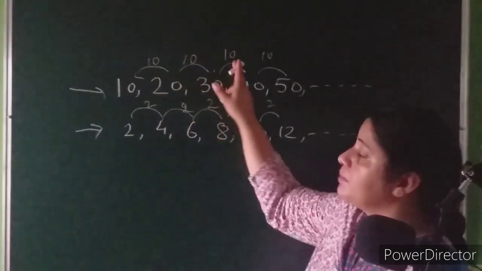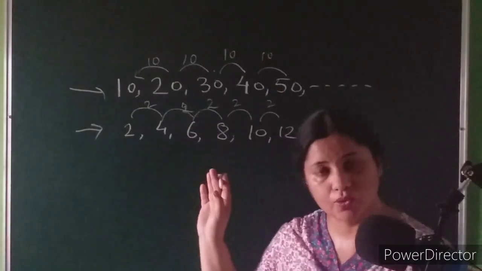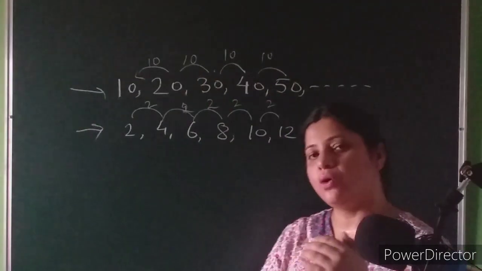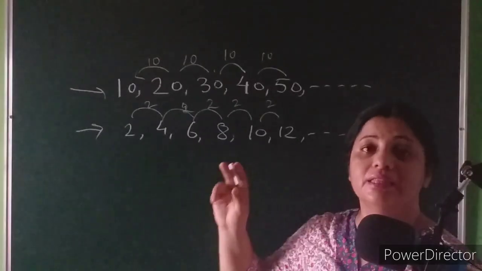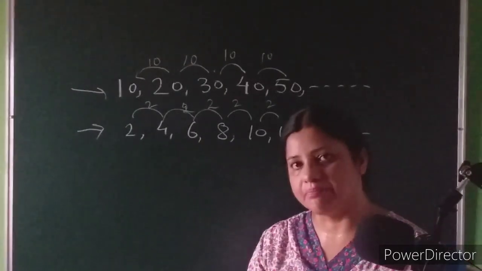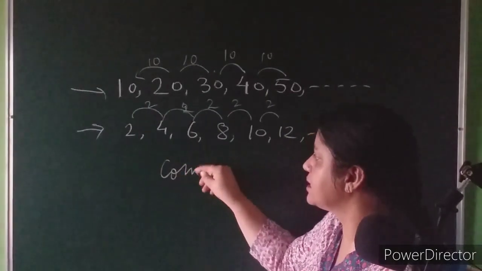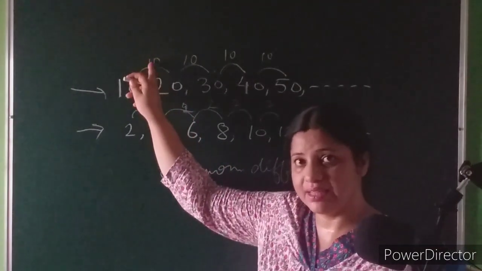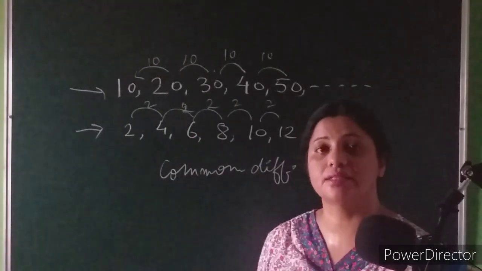Here that common difference was 10, 10, 10, and in the next part the common difference was 2, 2 only. Let us remember that part only: in all the consecutive members of these two sequences, amongst the consecutive terms, the difference was common. So this is the most important term here, the common difference. That common difference was 10 here, and it was 2 in the next series or sequence, right?